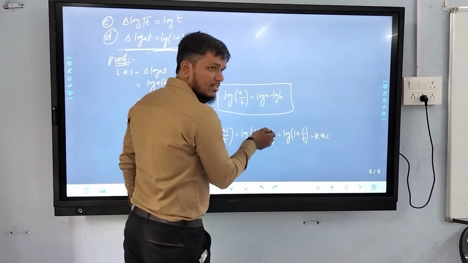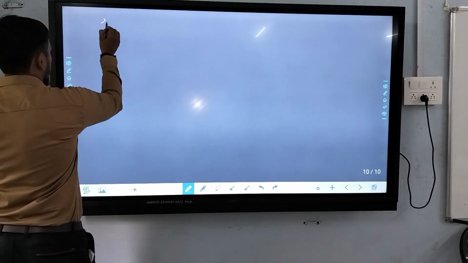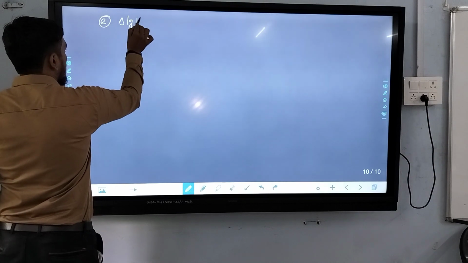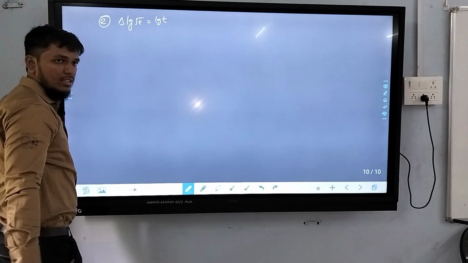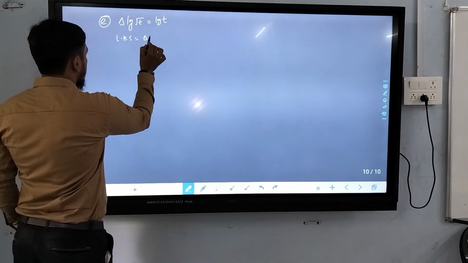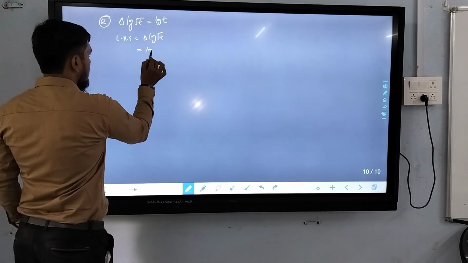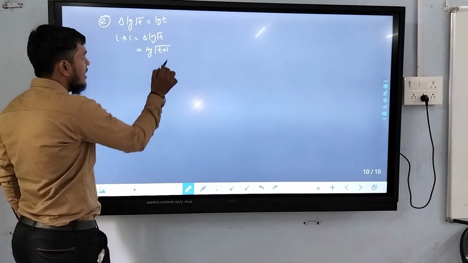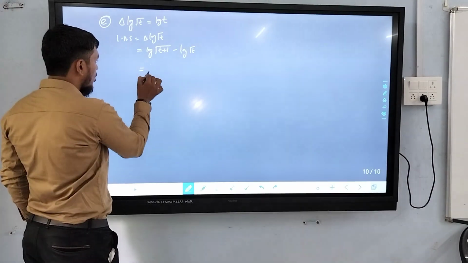Are you getting this now? Next is the last part of the theorem, delta log gamma t is equal to what? Log t. Again consider the left hand side. This is delta log gamma t. By definition it becomes log gamma(t + 1), then minus log gamma(t). Again use the quotient rule of logarithm.